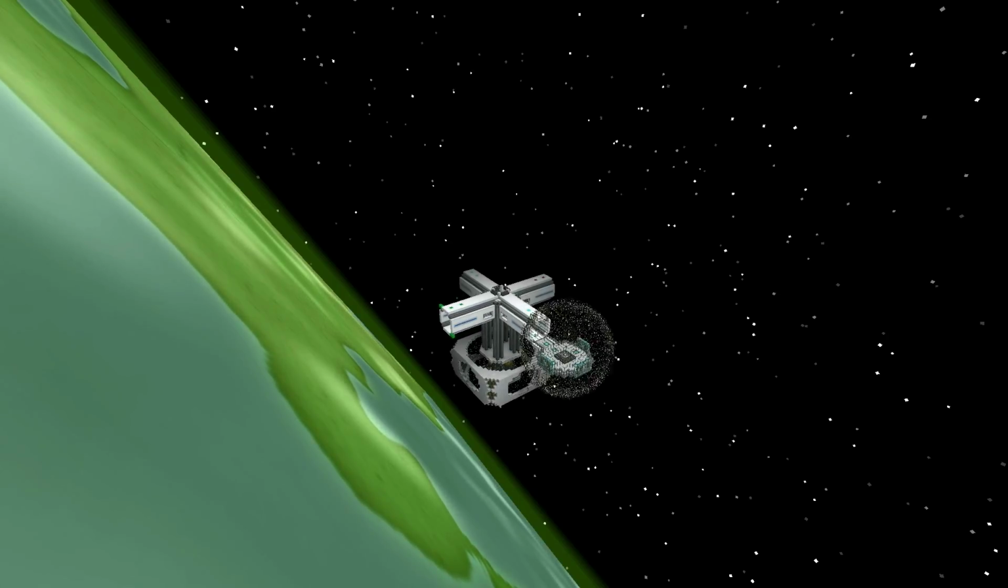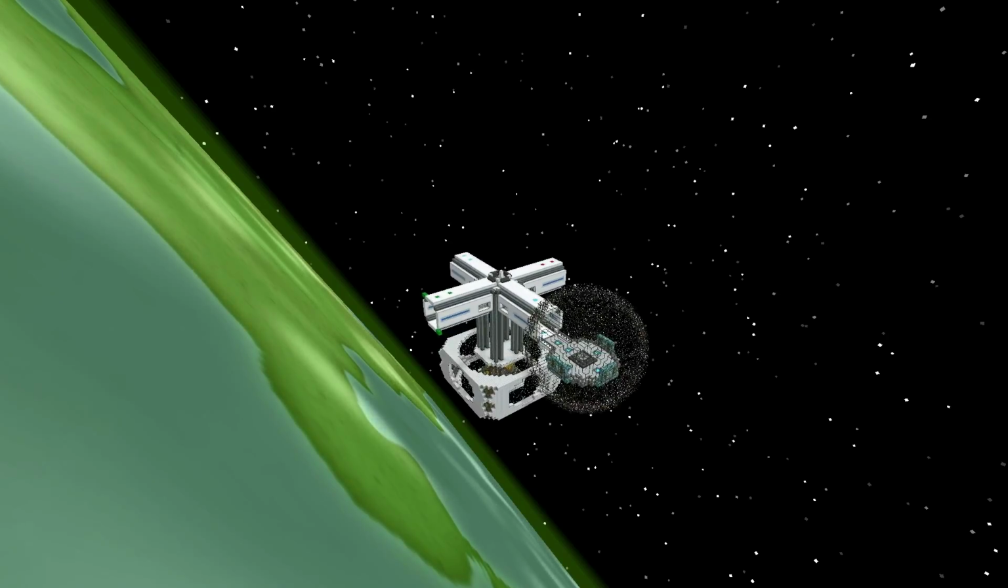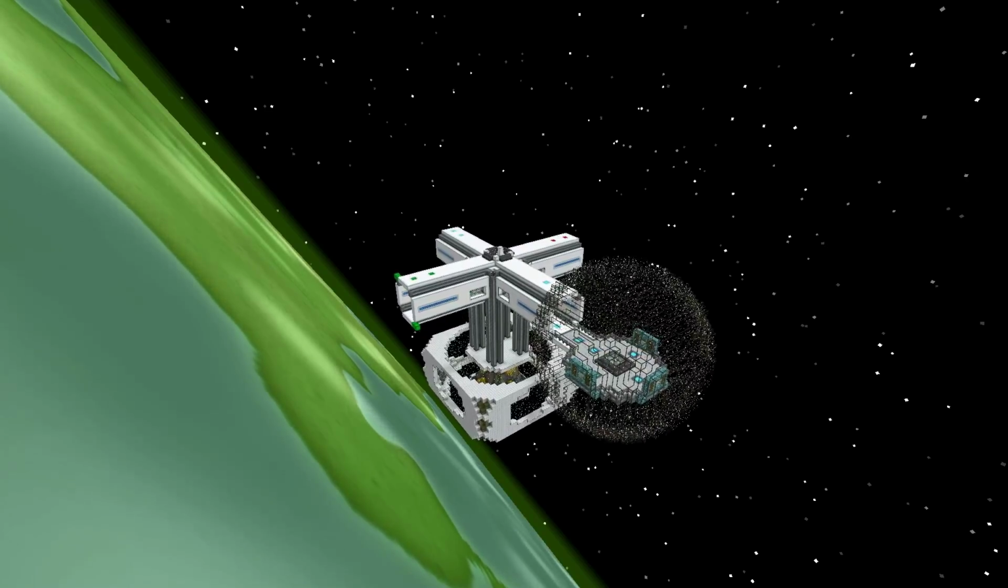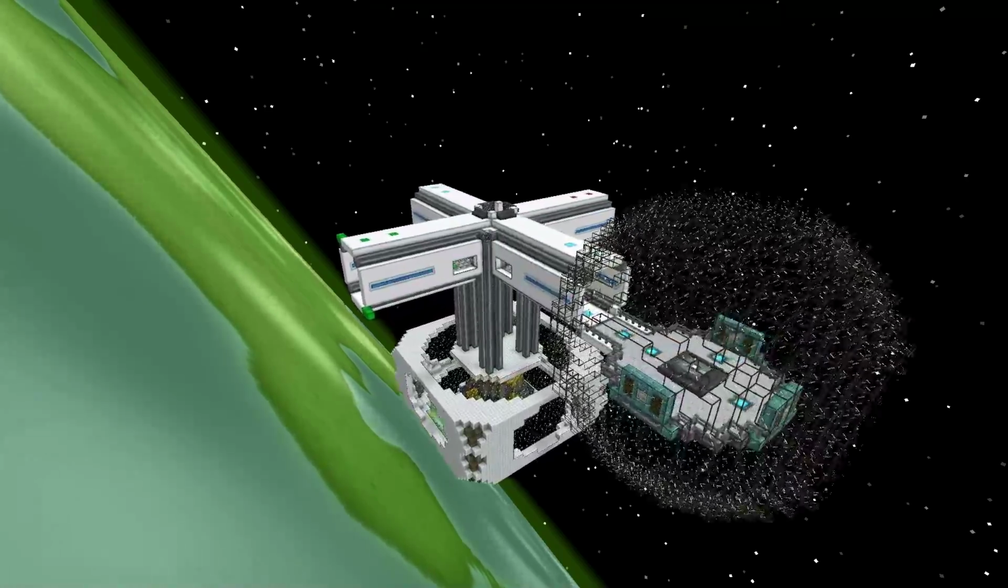So here we are. This is the space station. Almost completed, not really. It's like half completed.